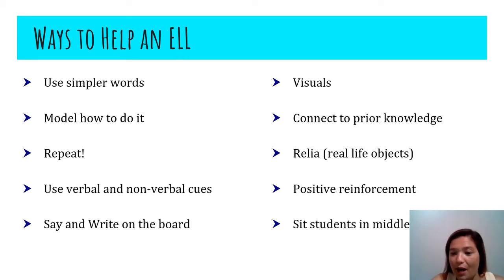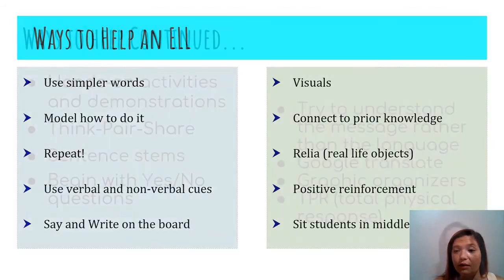Always give that positive reinforcement, and sit the L in the middle of the class. I think it's helpful for the L to be able to see clearly when they're in the middle, not so far back. But in the middle, also, they can look around and see what their peers are doing, and that's very helpful for them to understand what they are expected to do as well.